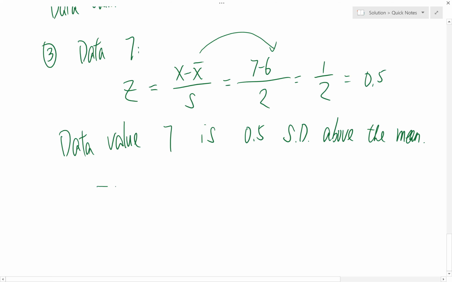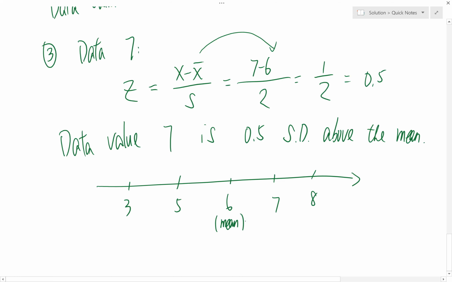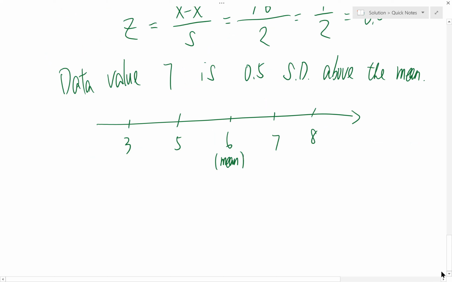So if you look at the number line here, the mean 6 is here, and that's 5, right? 7 is right here, on the right-hand side, so it's above the mean. Okay. So the mean is the center, right? So you compare all these numbers with the center to present a relative standing of that particular data value. All right, very good. And the last number is data value 8. Okay.